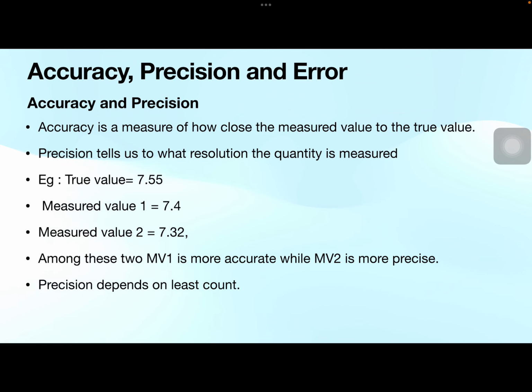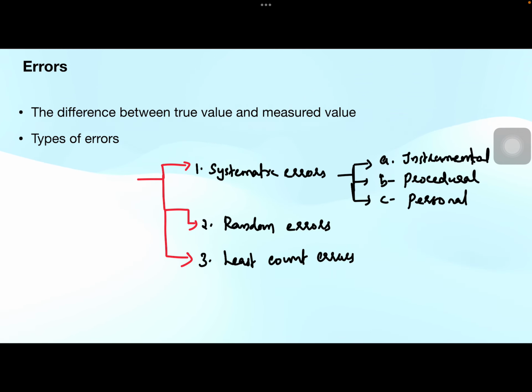Now the term errors. As we have already mentioned, accuracy is how close a value is. Error means the difference between the measured value and the true value. The difference between the true value and the measured value is known as error.